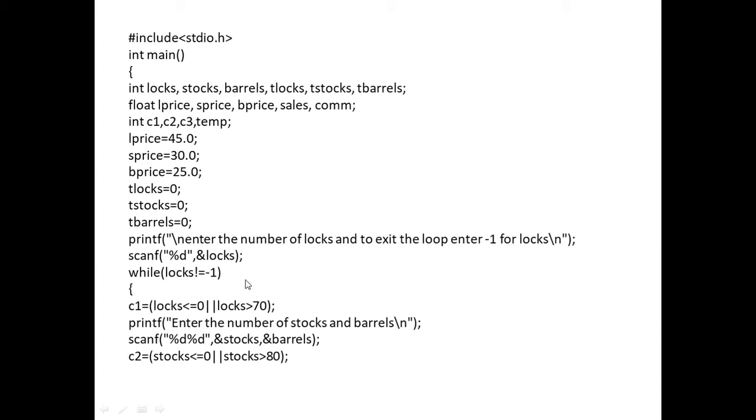Now here you can see the while condition: whenever locks is equal to -1. This indicates that once the salesperson finishes his sale, he will send a telegram to the gunsmith saying that he finished with this month and these are the items he had sold out. Some report he will send to the gunsmith. So that is what it is here, when locks is equal to -1.